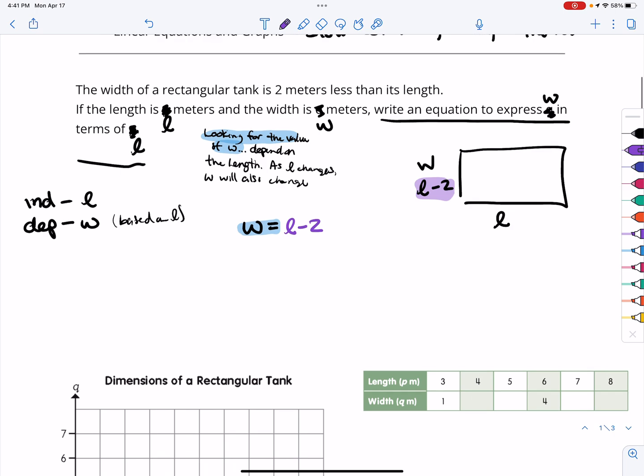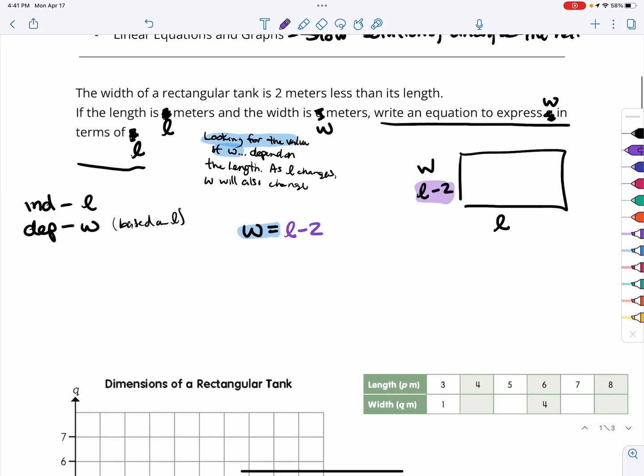So to check, let's imagine that our length is 10 meters. Our width, if we know it is 2 less than that, should be 8. Our picture tells us that our width is going to be 8, but let's check with our equation. If I substitute a 10 for L and calculate, W must equal 8. So that makes me feel like this equation is good.